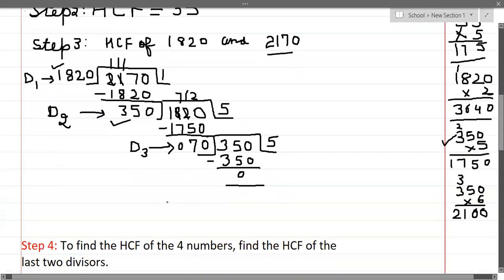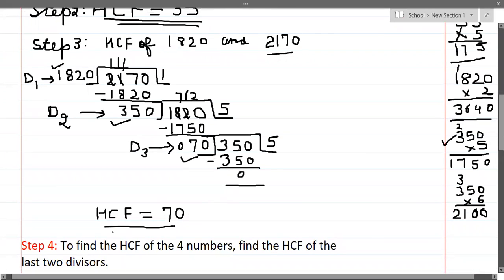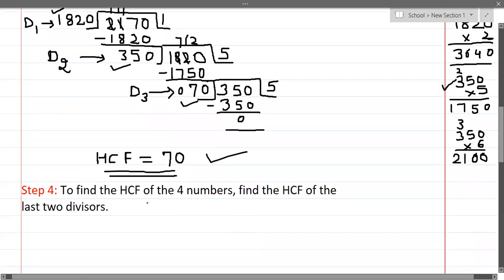So what will be the HCF of these two numbers? HCF is the last divisor. Last divisor is 70. So this is the HCF of 1820 and 2170. So here the HCF of the two numbers is 70. So now the first HCF was 35 of the first two numbers and the second HCF was 70 of the other two numbers, right? Now step 4: when you have found the HCF of the two pairs of numbers, then what do you have to do? You have to find the HCF of four numbers.